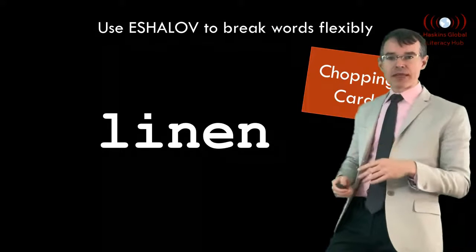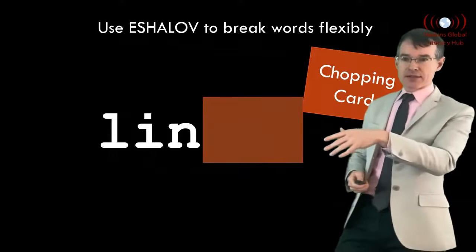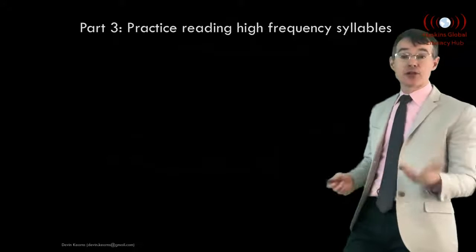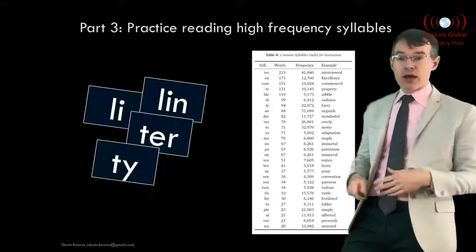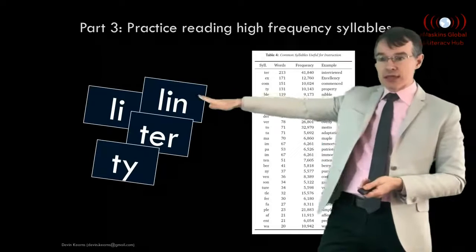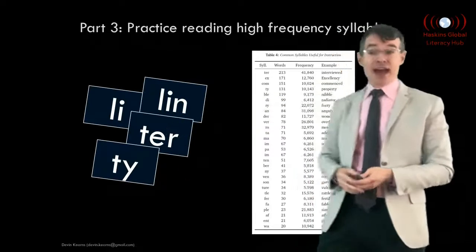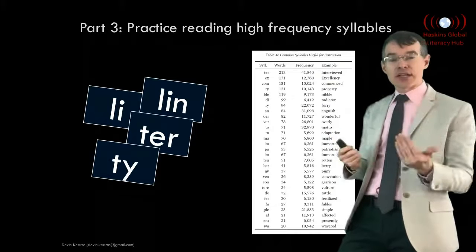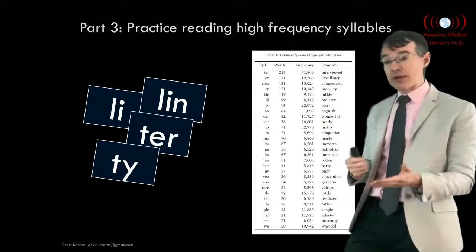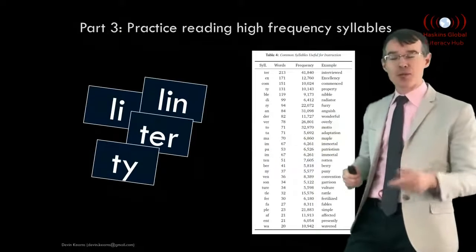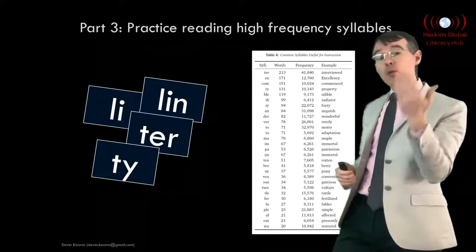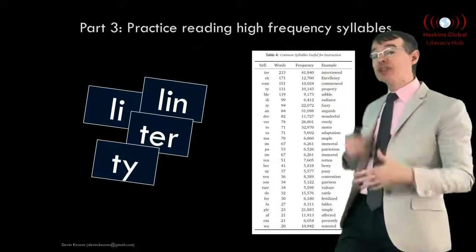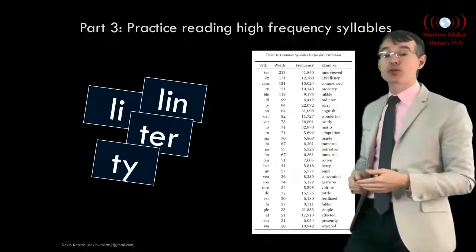Okay, so let me go past the linen example. The next thing then is to practice reading high frequency syllables. There are certain syllables that occur in a lot of words. Here are some examples: lie, lin, and so on, tur, tie. And these are syllables that occur very frequently, and also "ty" can be "t," students learn both. And so we want students to be able to read them, and we can practice reading these syllables quickly.